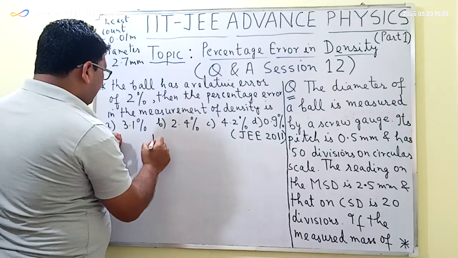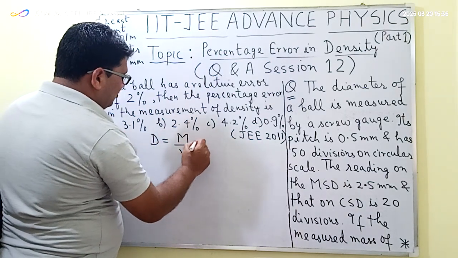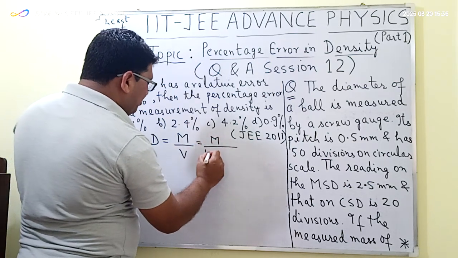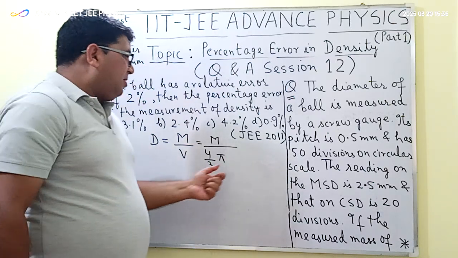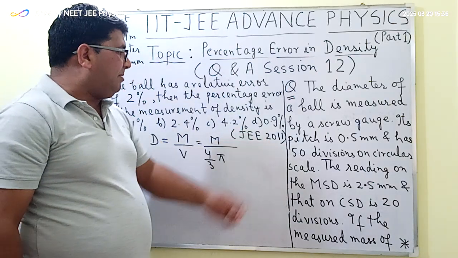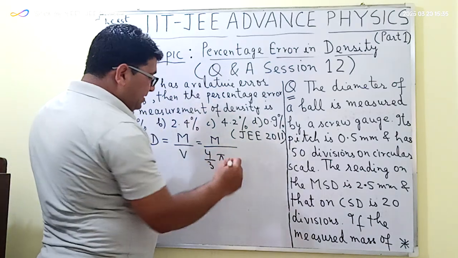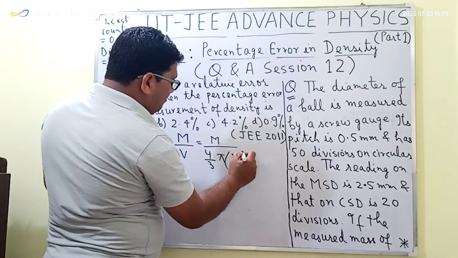Now the density of the ball will be equal to mass upon volume. The volume is equal to 4 by 3 pi r cube. But here we are measuring the diameter of the ball with the help of a screw gauge, so I will be writing this radius in terms of diameter. This is equal to d by 2 whole cube.